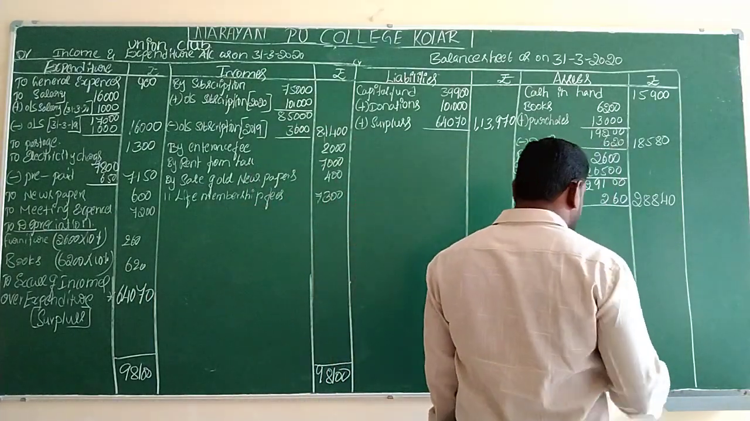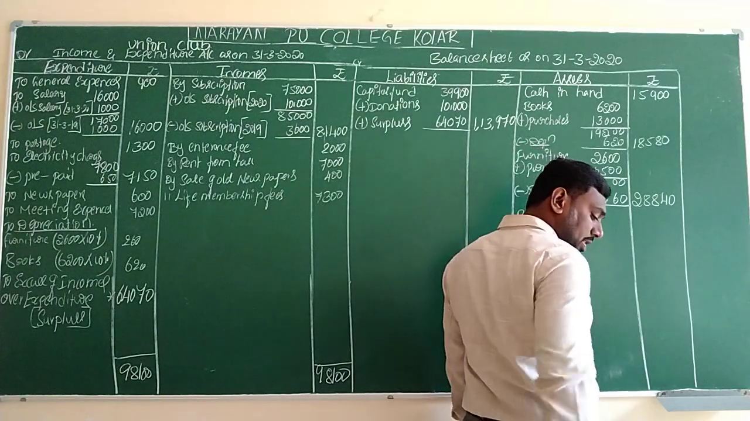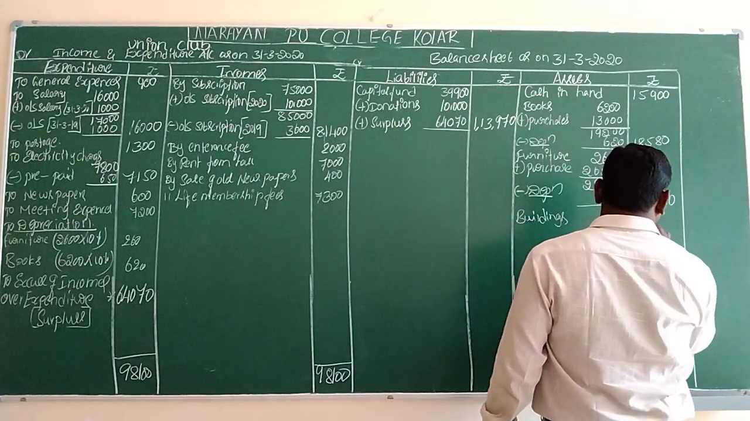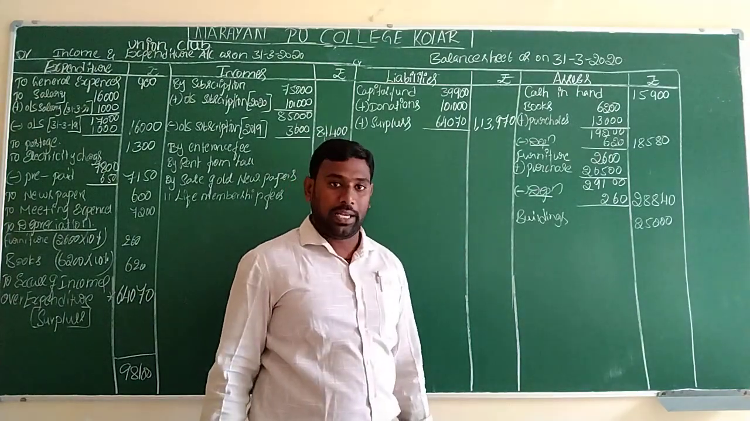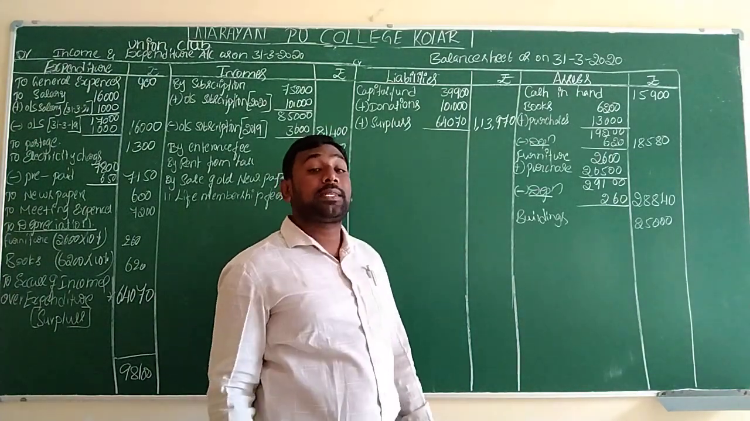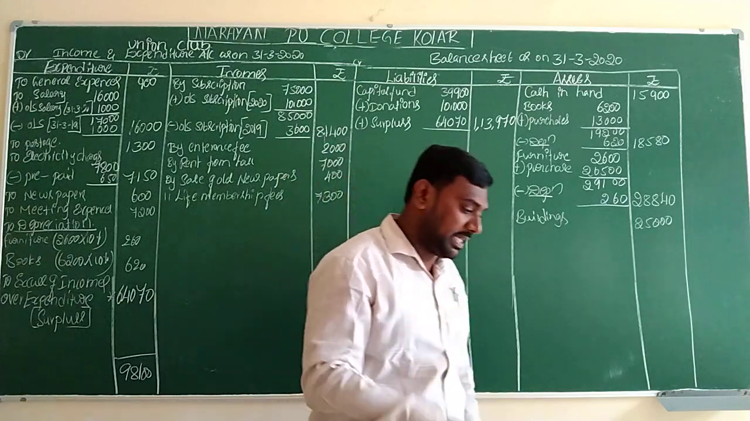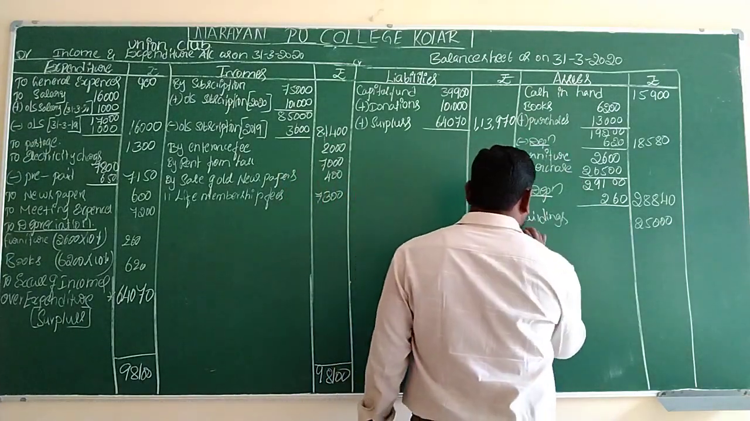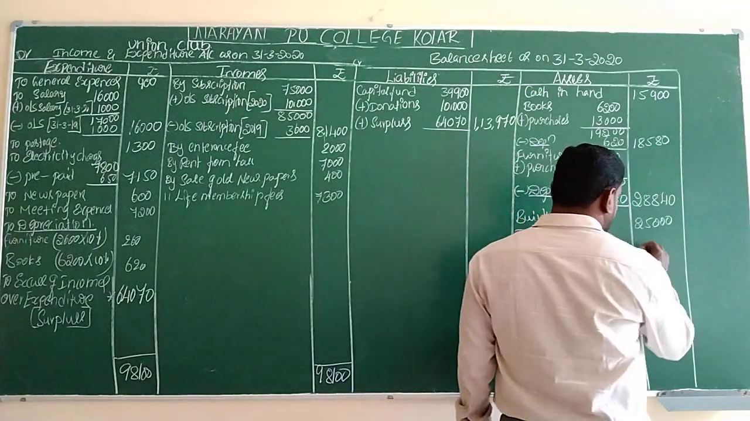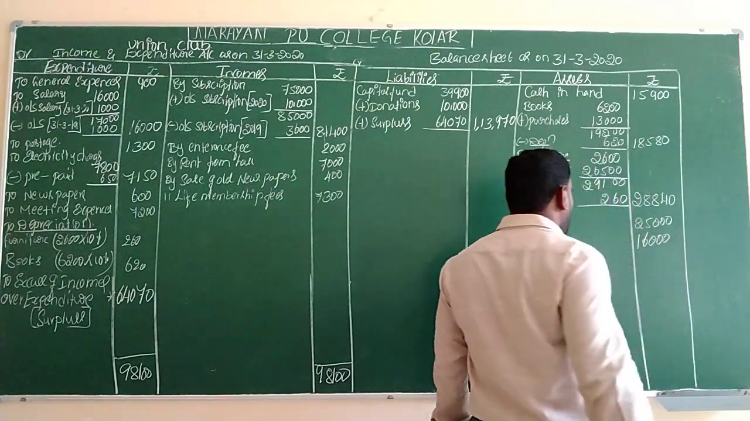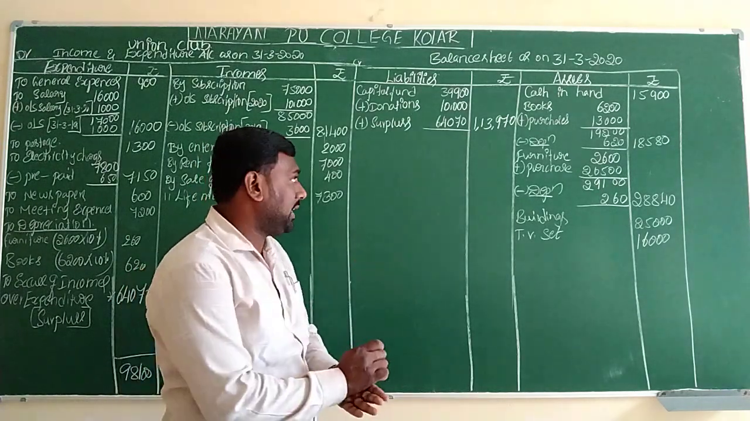After that, buildings. For this, there is no adjustment. The building value is 25,000. So these are the items which are available in the previous balance sheet. Let's come to the receipts and payments account. Under the payment side, is any asset missing? One asset is missing, that is the TV set. The value of the TV set is 16,000. On the receipts and payments side, no other liabilities are missing. All the liabilities we should consider here only.